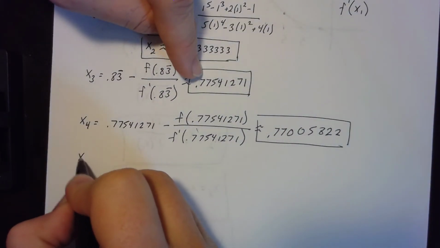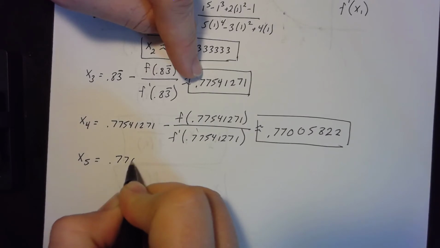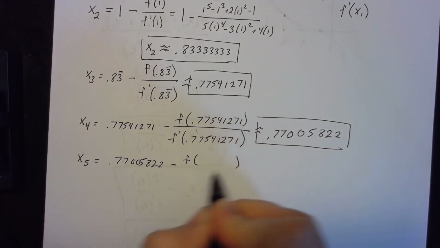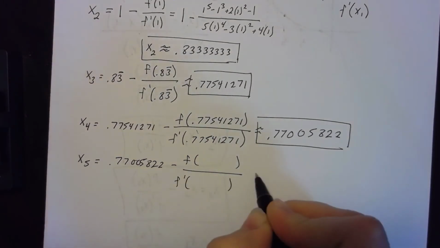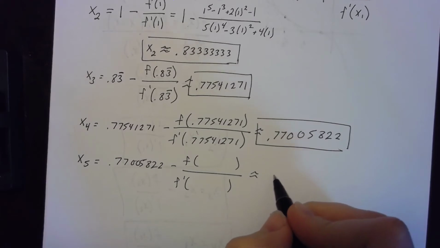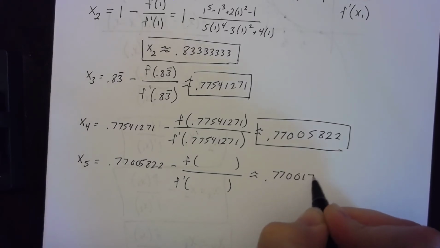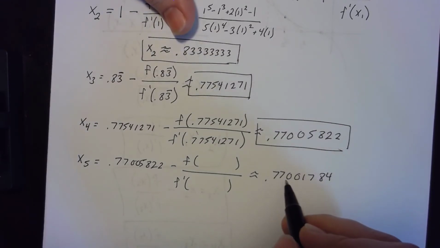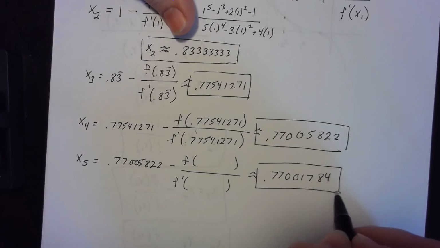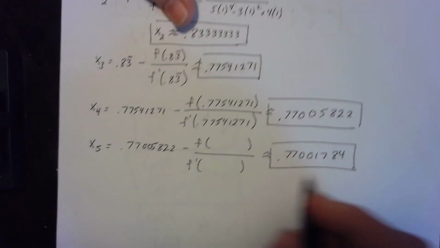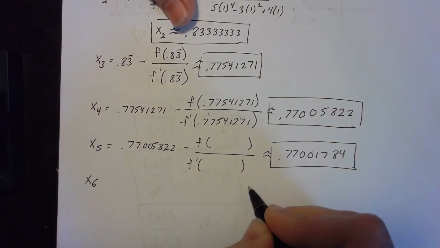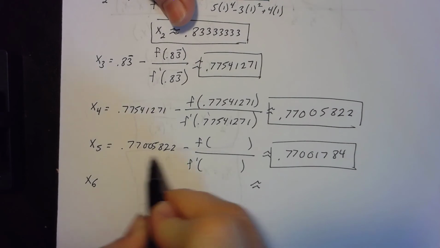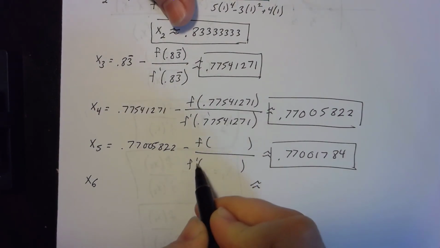So in x5, when I plug in 0.77005822 minus f of that number divided by f prime of that number, I get back approximately for the next value 0.77001784. I would argue that we're getting closer to assuming that 0.770 is my best approximation of where my root is going to be. But you'll notice if you do this one more time, it's this number plugged into this spot minus f of this number divided by f prime of this number.